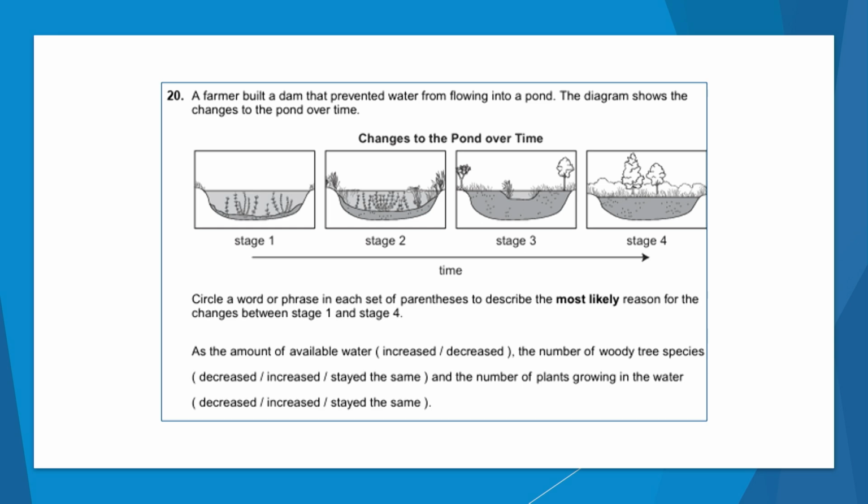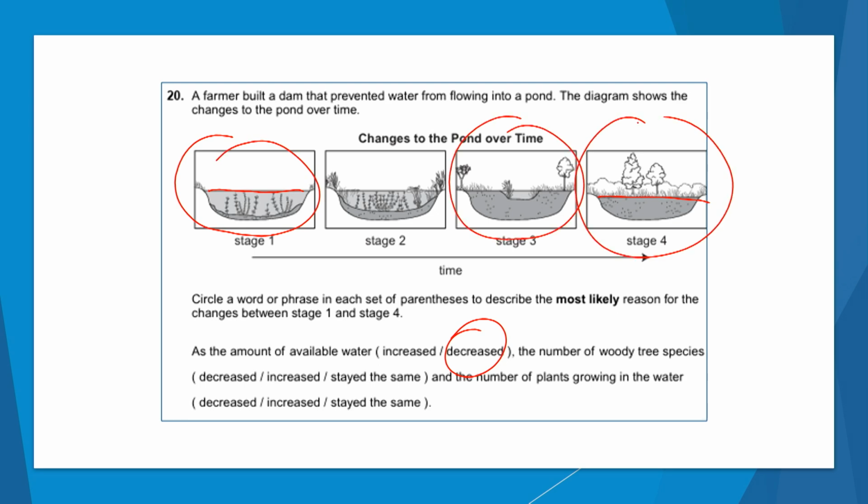So as the amount of available water increased or decreased, well, it looks like the water decreased. This is what we started with, and in this picture there's no water left. So the water definitely decreased. Okay? The number of woody tree species either decreased, increased, or stayed the same. Here in this picture I don't see any trees, and then in this one I see a couple, and then in this one there's a lot of trees. So I would say that the number of woody tree species increased, okay?